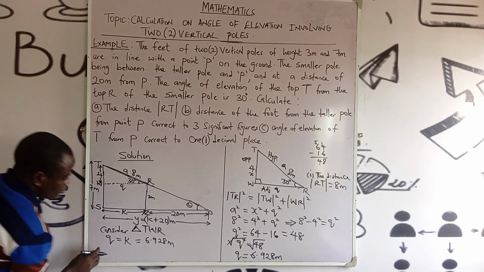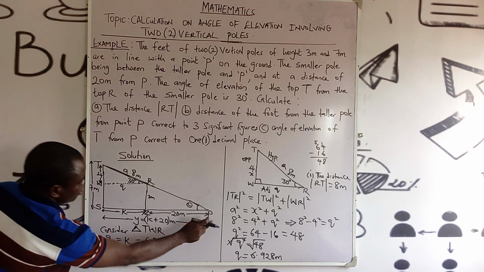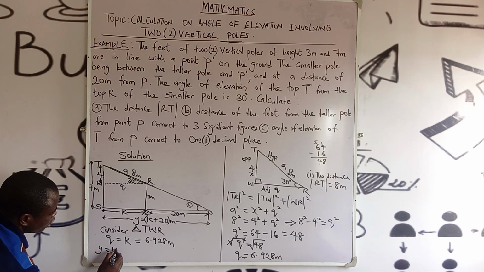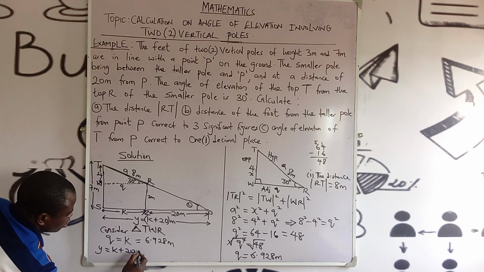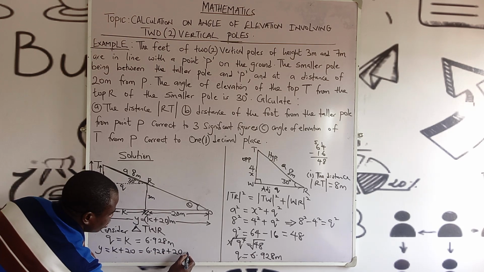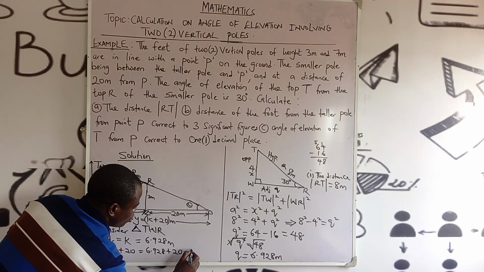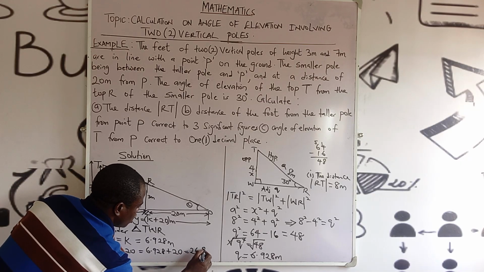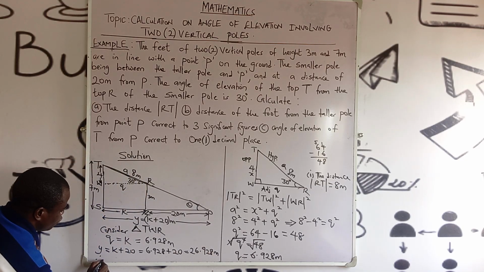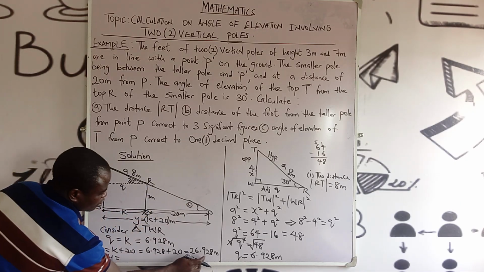You can see distance from the foot of the taller pole from P. Y now equals K plus 20, which is what our K, 6.928 plus 20. You have it to be equal to 20 plus 6.928, you have 26.928 meters. Therefore, Y equals, to 3 significant figures.